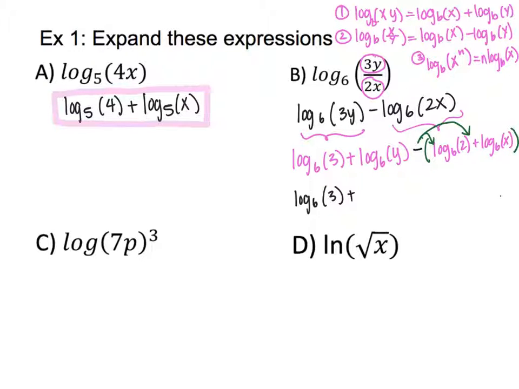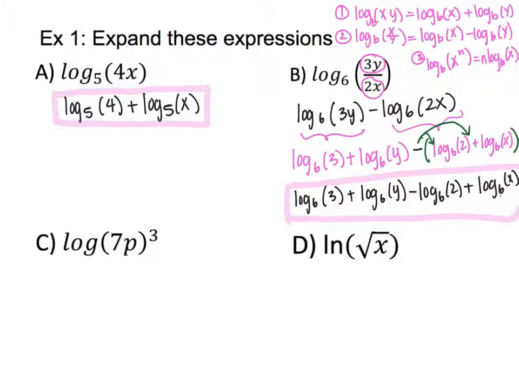So I'm going to go ahead and bring the first two logs down because these two are simplified. So I'm just bringing them down. I have to distribute that negative. So that's negative log 6 2 plus log 6x. And I think that's it. So I'm going to grab my highlighter and box this in.